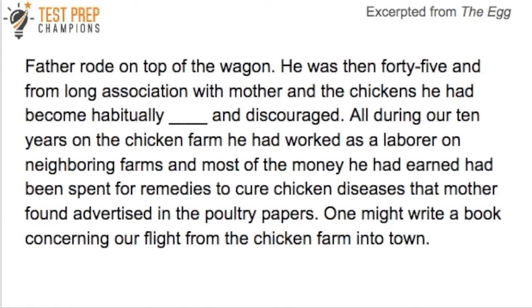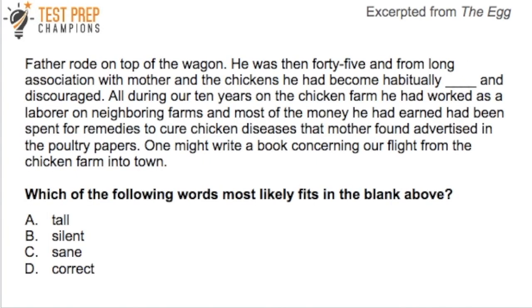Father rode on top of the wagon. He was then 45, and from long association with Mother and the chickens, he had become habitually blank and discouraged. All during our 10 years on the chicken farm, he had worked as a laborer on neighboring farms, and most of the money he had earned had been spent for remedies to cure chicken diseases that Mother found advertised in the poultry papers. One might write a book concerning our flight from the chicken farm into town.